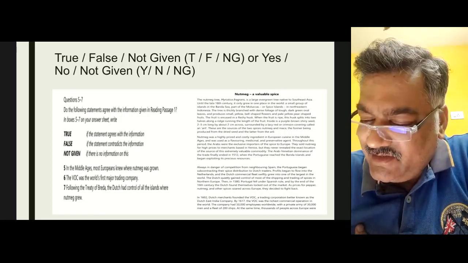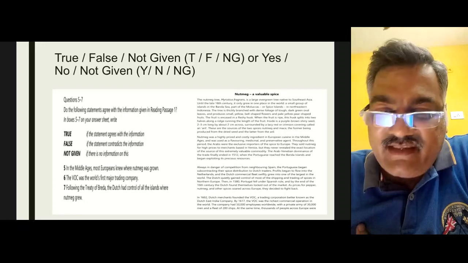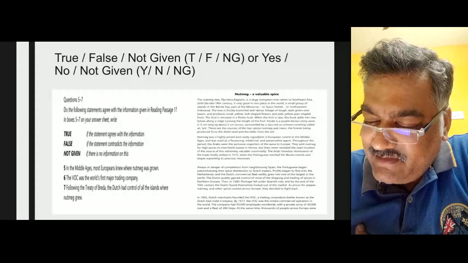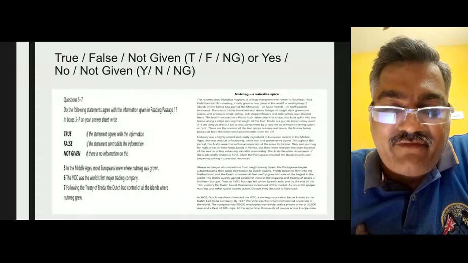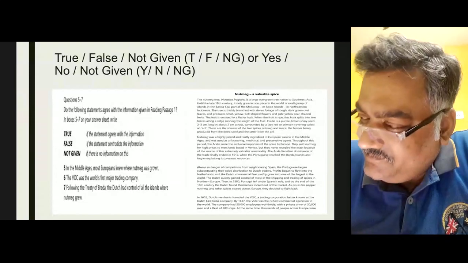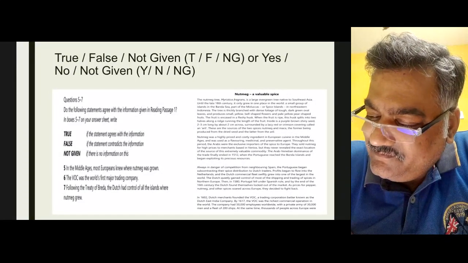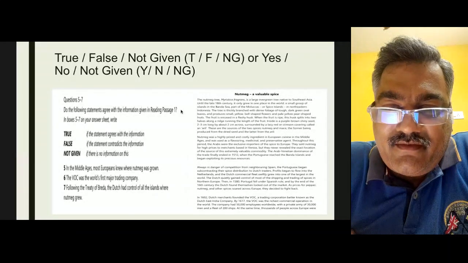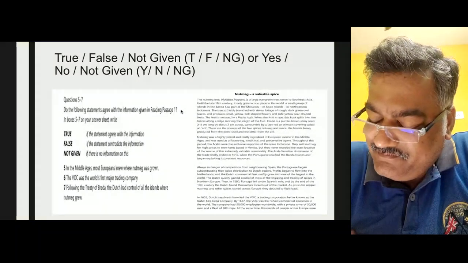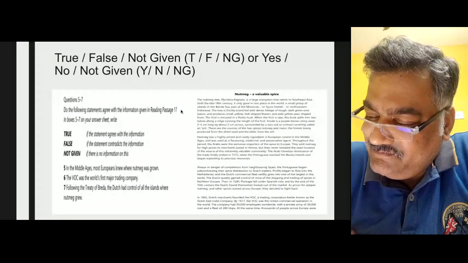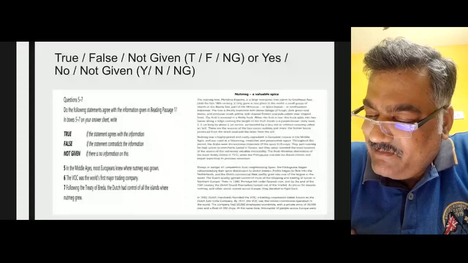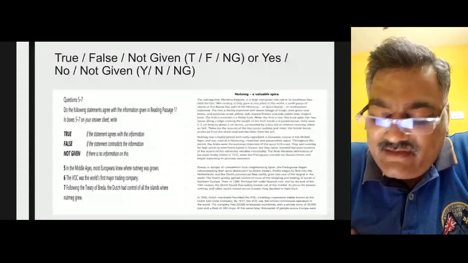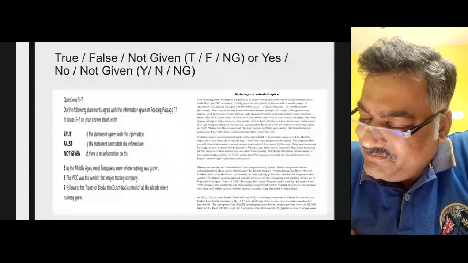Because I can find out that the Europeans didn't know where this nutmeg was. They didn't reveal this identity to them. So it's a choice between not given and false. What would you choose again? False. False. False. You can choose false. Anybody else?